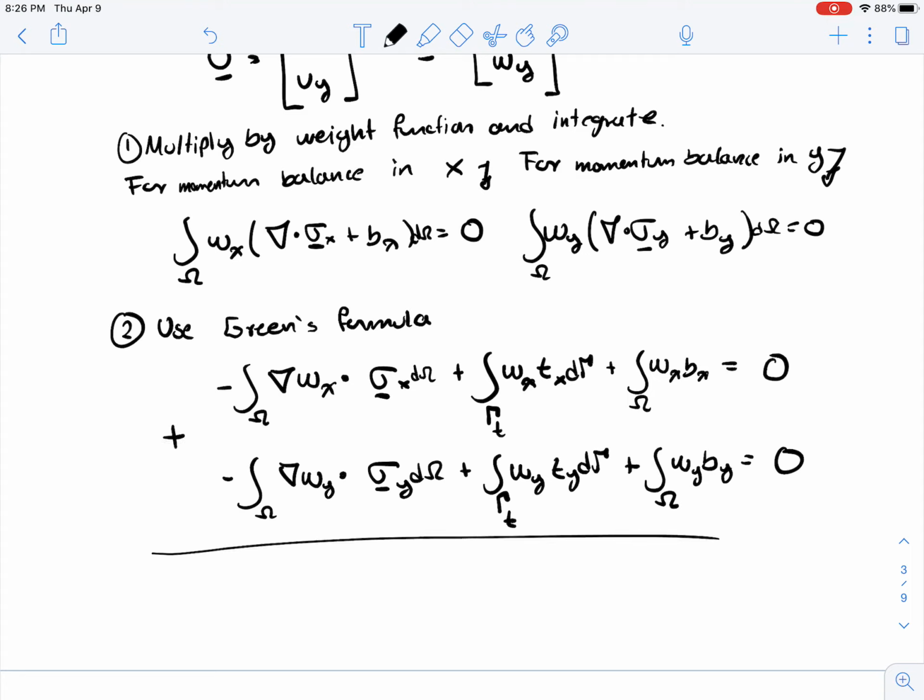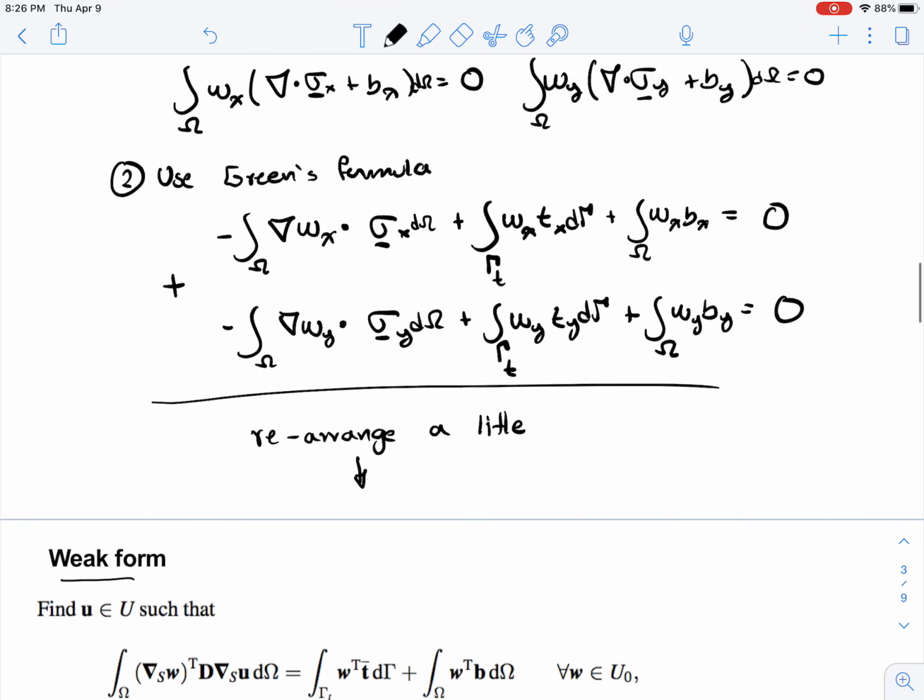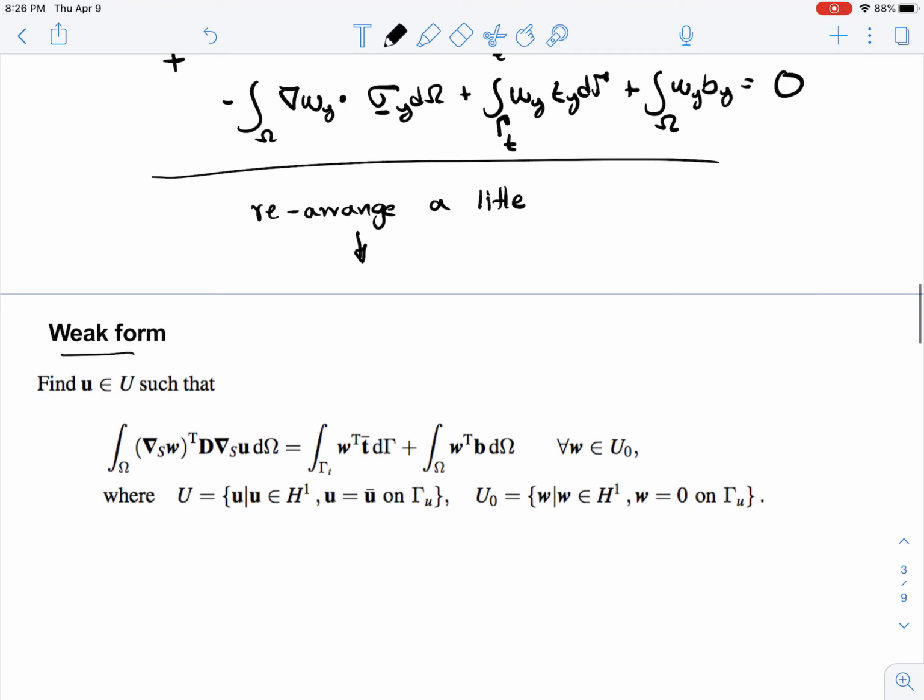And then if you sum these two and rearrange a little, then you're actually going to get to the weak form. And this is what I have here.